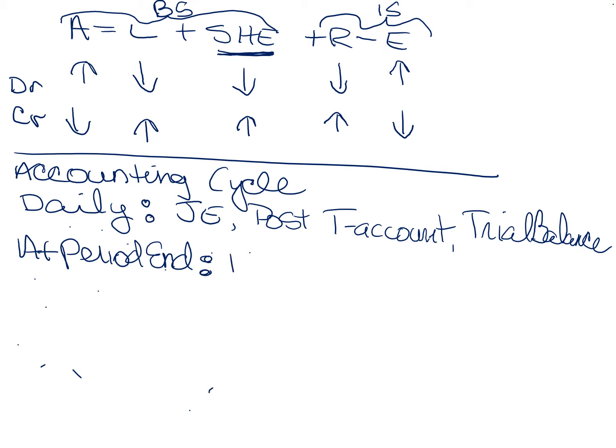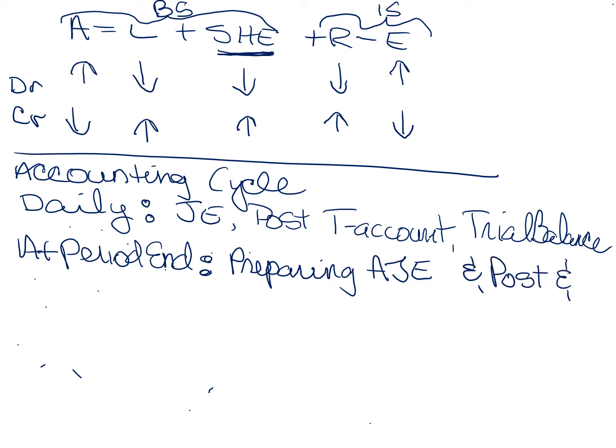So we will be preparing adjusting journal entries. Adjusting journal entries. And there's 4 kinds. So let's take a look at what those adjusting journal entries are. But first I need to remember that if I prepare adjusting journal entries, I also need to post them and then do a trial balance again to prove that I can copy debits as debits and credits as credits.